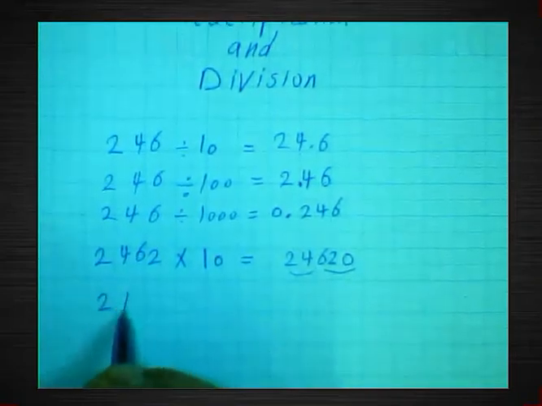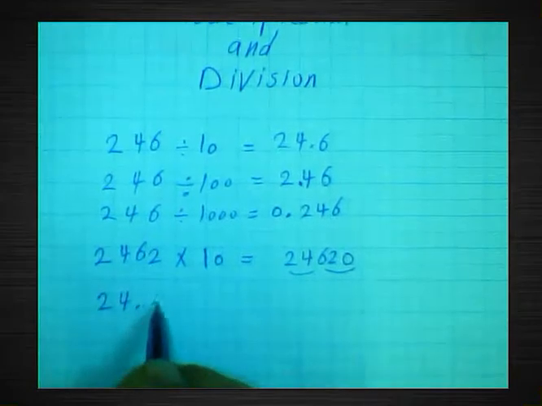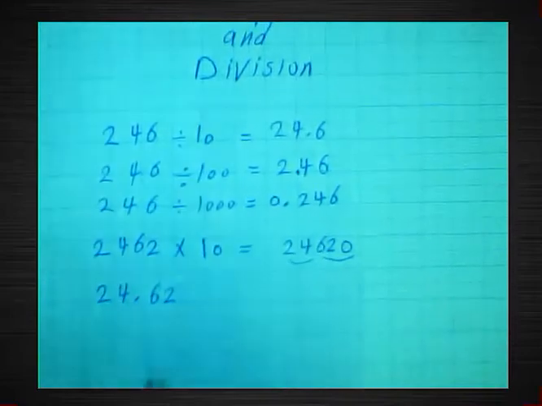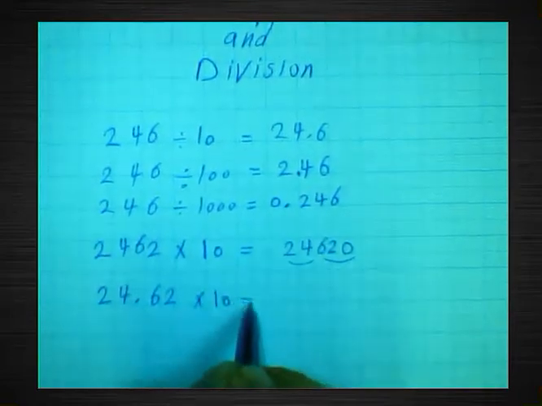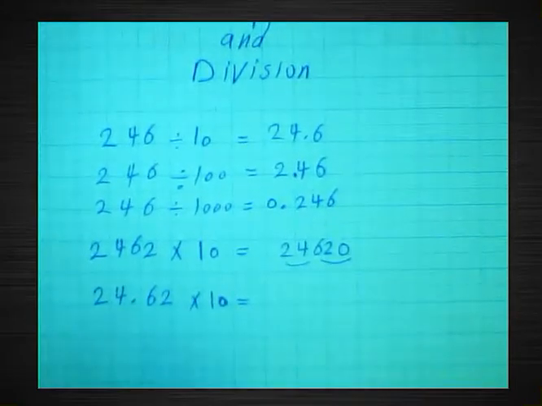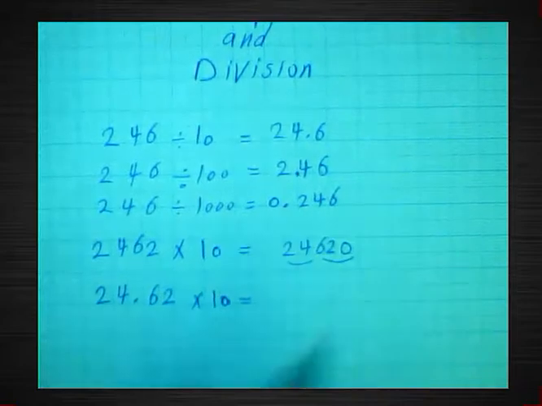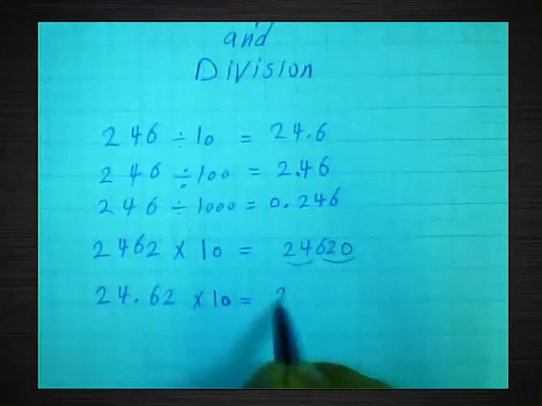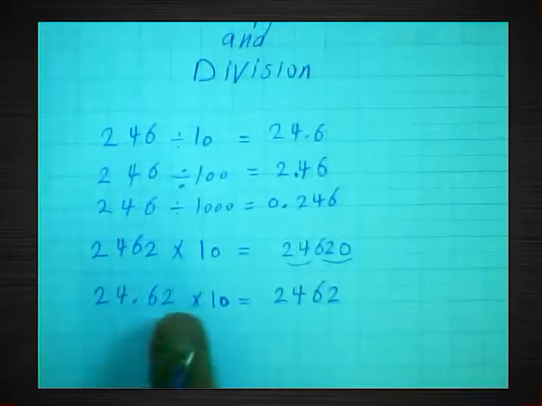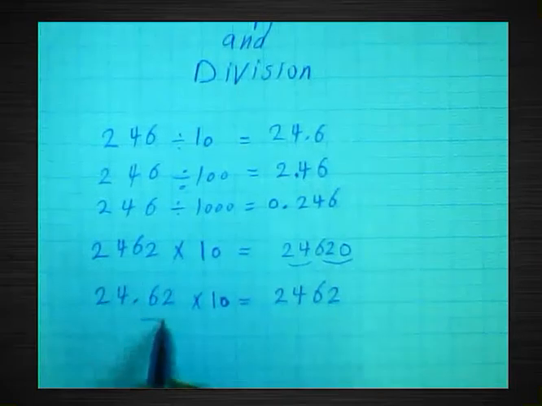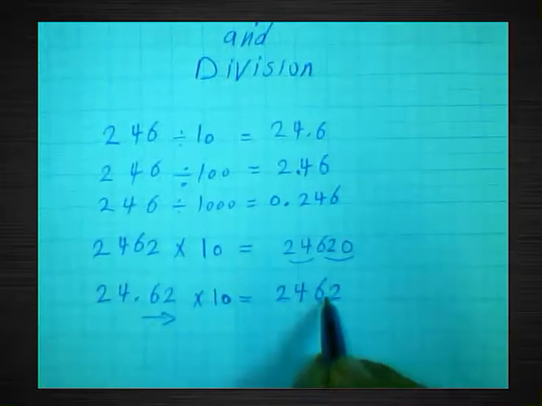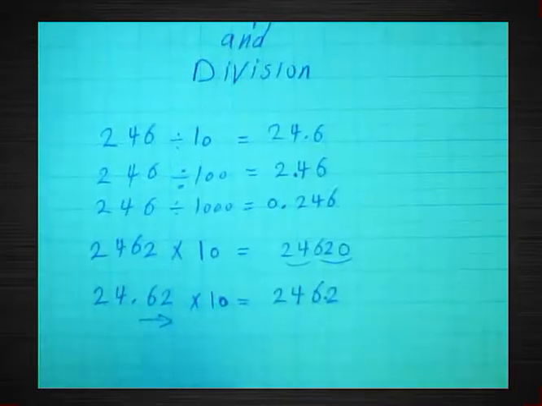What about a decimal number? What if your teacher gives you this decimal number, 24.62, in hundredths, and wants you to multiply by 10? To find the result, you must move the point to the right-hand side. We write 2462, the number without the point, and move the point to the right by one digit, because 10 has one 0. The point will go here. The result will be 246.2.